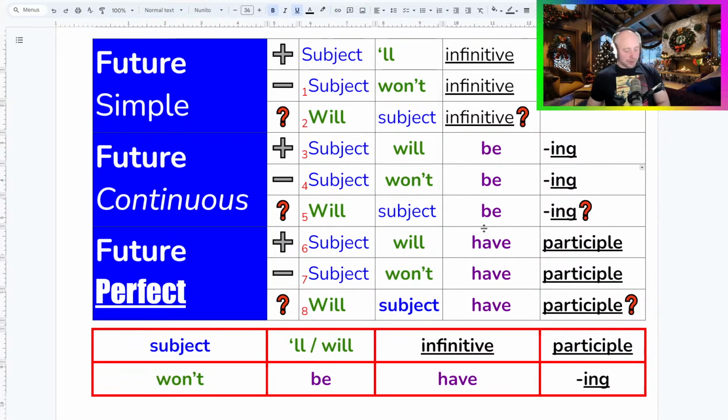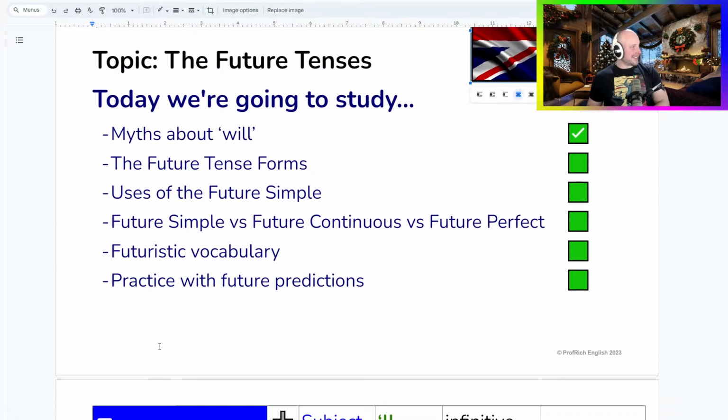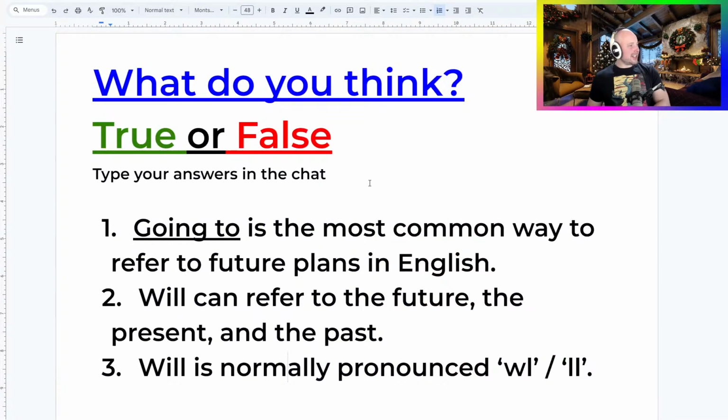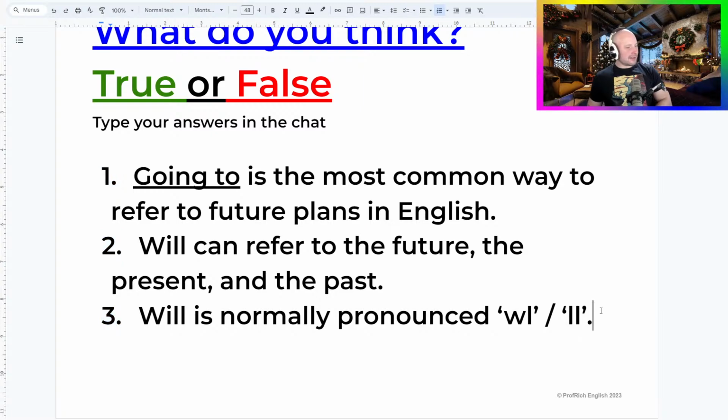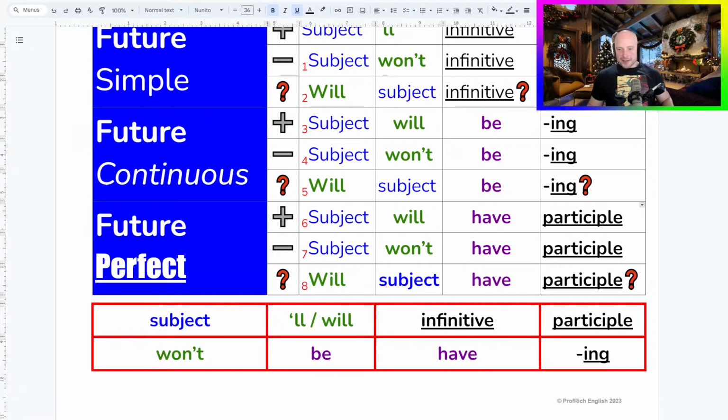And I'll give you an example. Where can I put an example of the future perfect continuous? I need a blank sheet. Okay, no, we'll put it here. No, I can't put it there. I can't put it anywhere. I'm going to type it in the chat. An example of future perfect continuous.